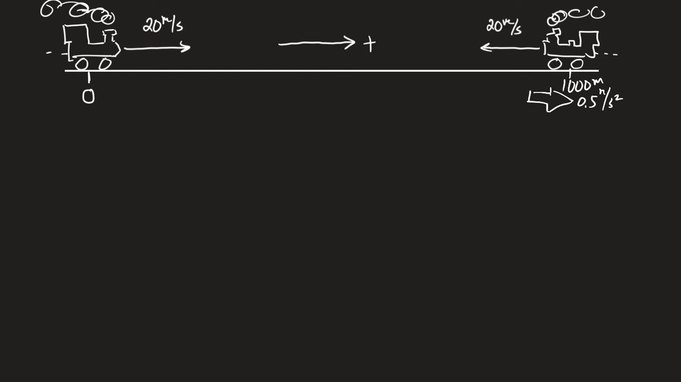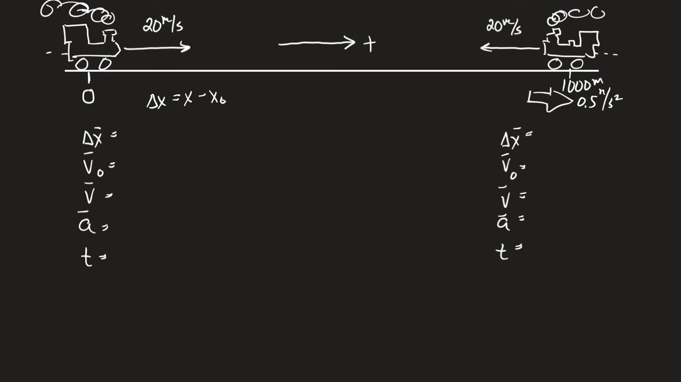So, train number 1: delta x, v naught, v, a, t, and the same for train 2. So the real question is, I think we've done a pretty good job laying out this problem. The only thing I want to point out is I'm not going to use delta x. I'm going to use what delta x means. So I'm going to say delta x equals x minus x naught for both.